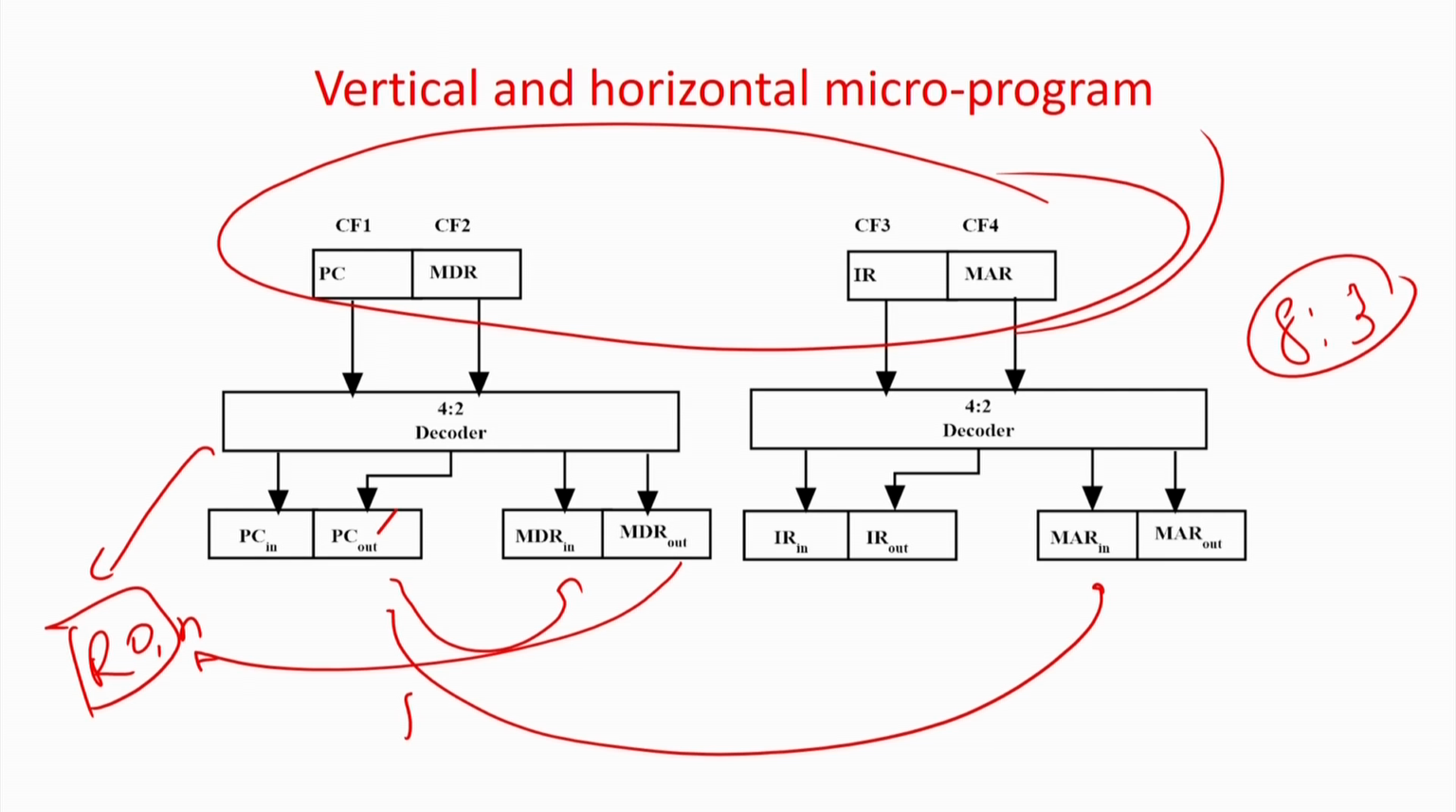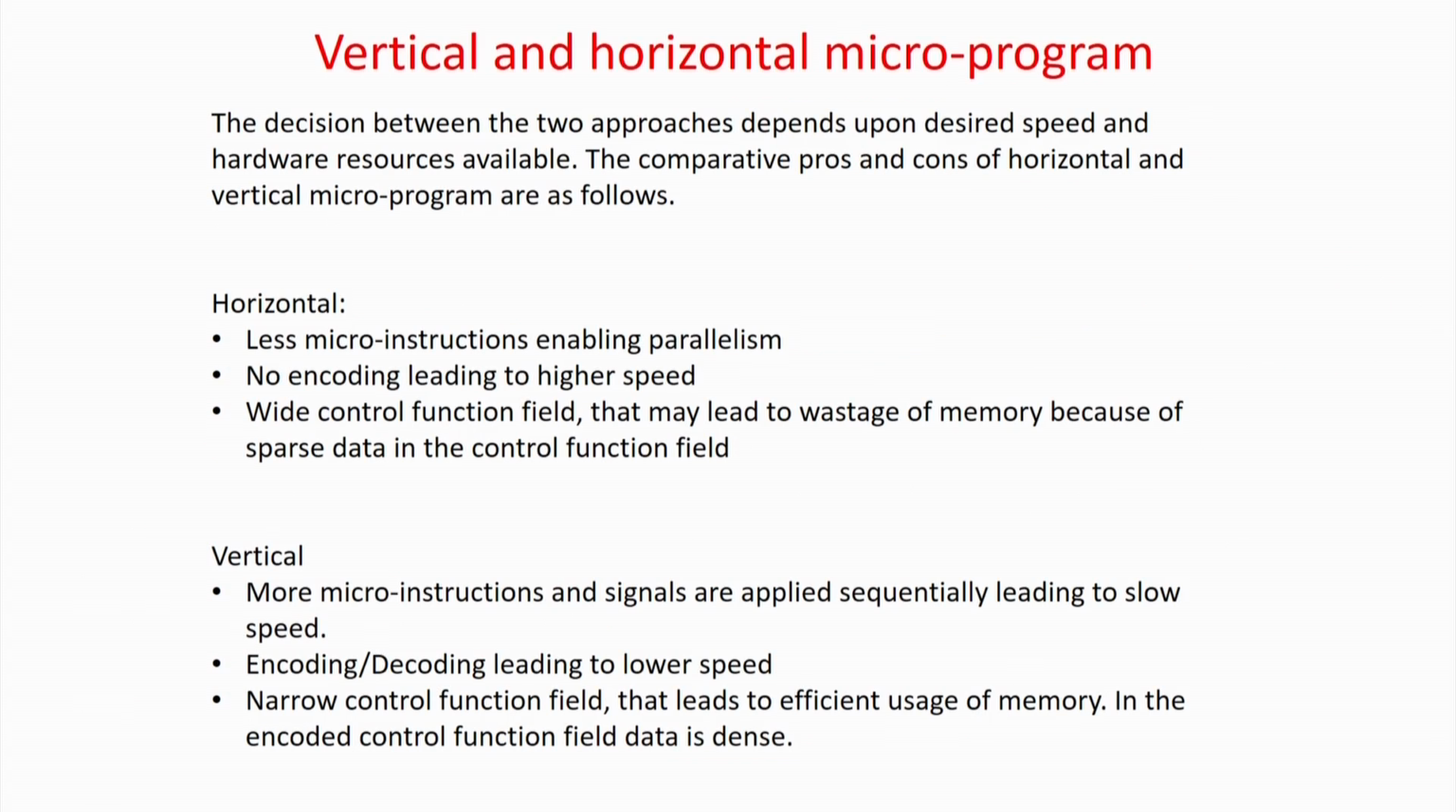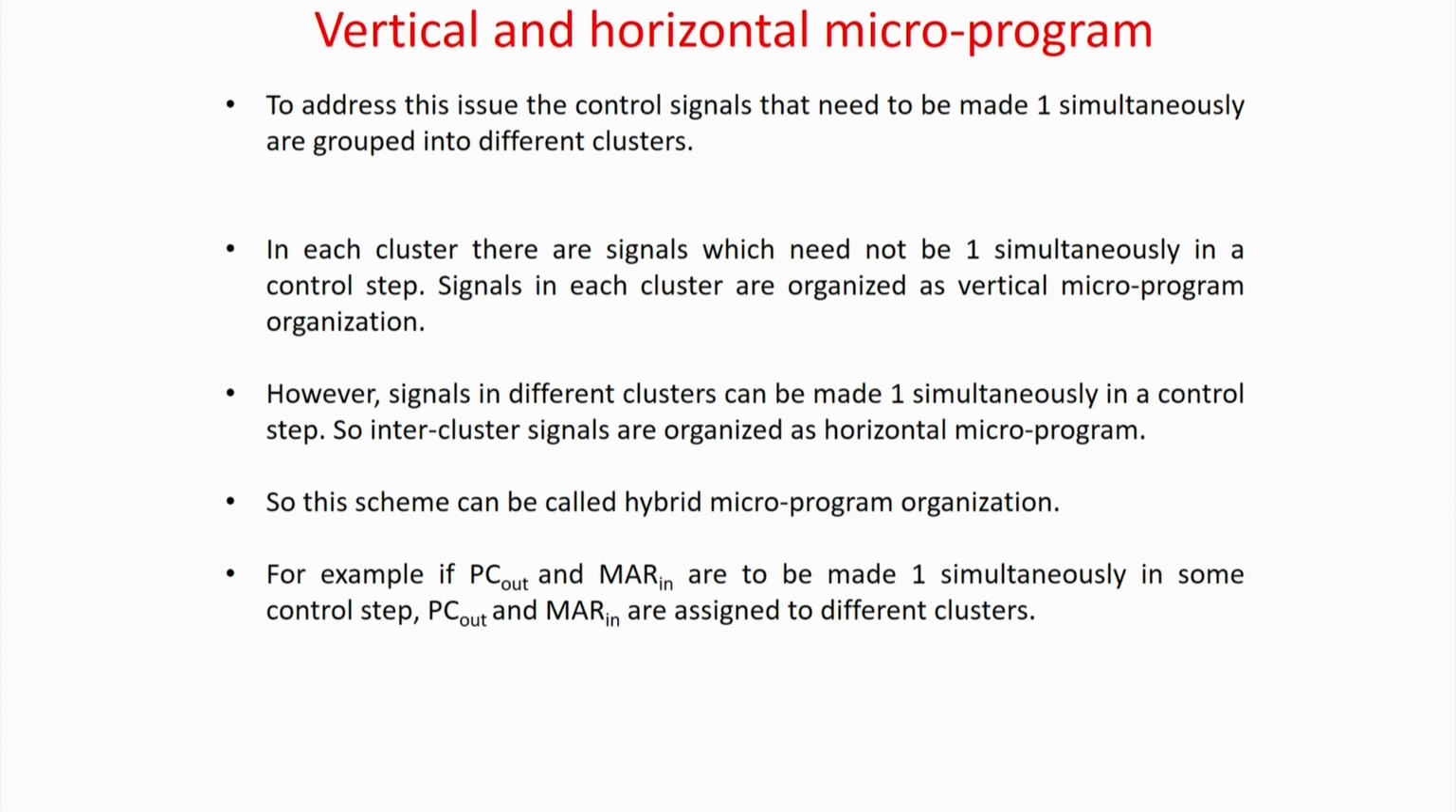So whatever is in one cluster, if you want 2 signals to be one simultaneously, it has to be done in 2 steps. That cannot be done in a single stage. In that case the time step will increase, but in between, a large number of clusters are there. For inter-cluster, multiple bits can be one simultaneously. So this way of compressing is actually called a hybrid approach, and sometimes we call it a hybrid kind of vertical organization. So basically that is the idea.